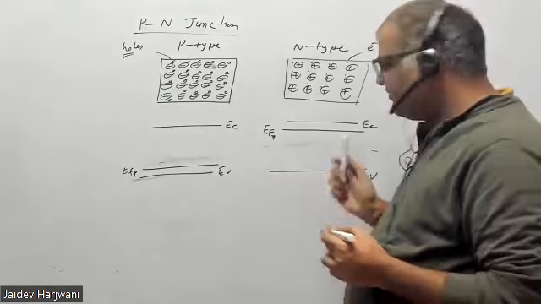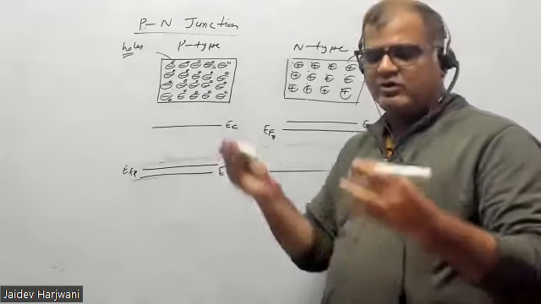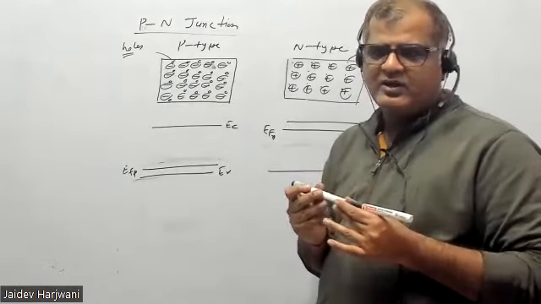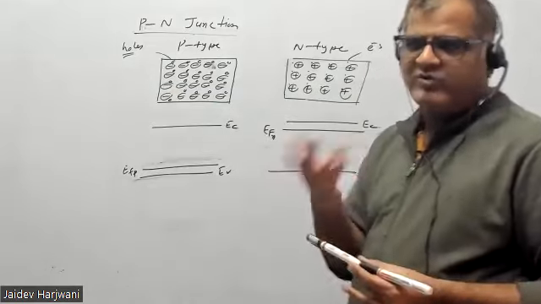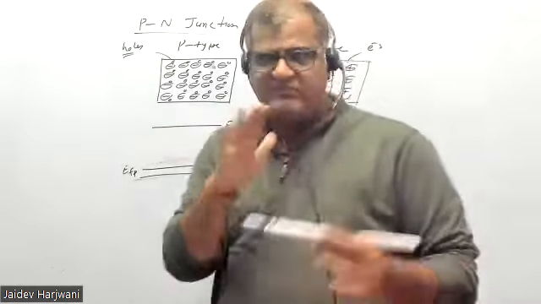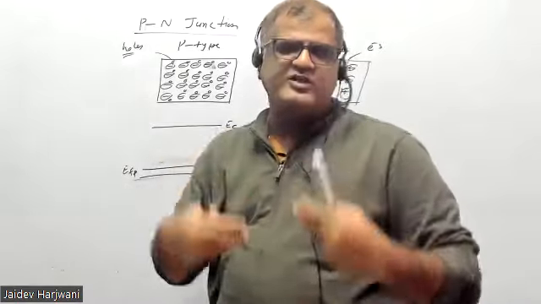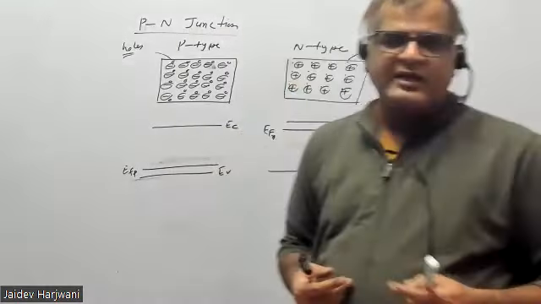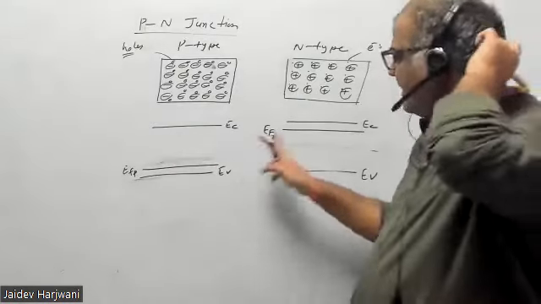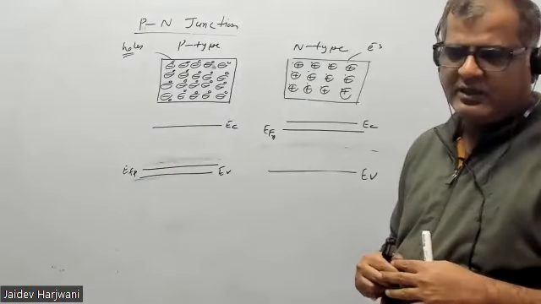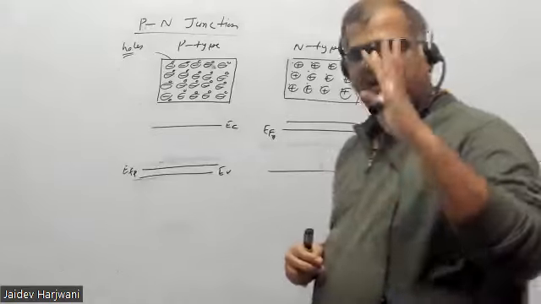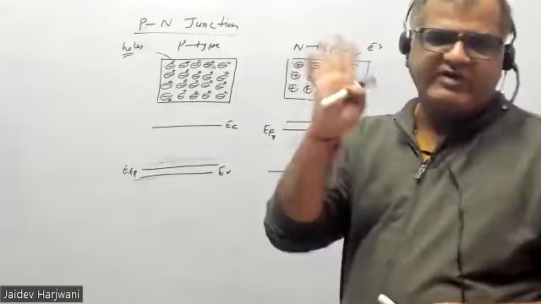They are separate Fermi levels, and when you want to combine them together, once they combine, they should become one material, one section. One section can only happen when their Fermi levels align. Are you getting my point? One material can have only one Fermi level.